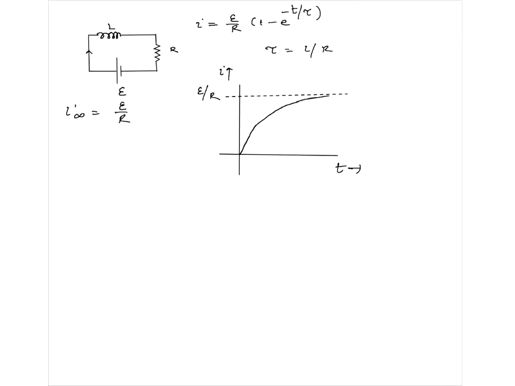Approximately 0.63. So in one time constant, current reaches 63% of its maximum value, 63% of E by R. In one time constant, current reaches 63% of its full value. That's the meaning of time constant.